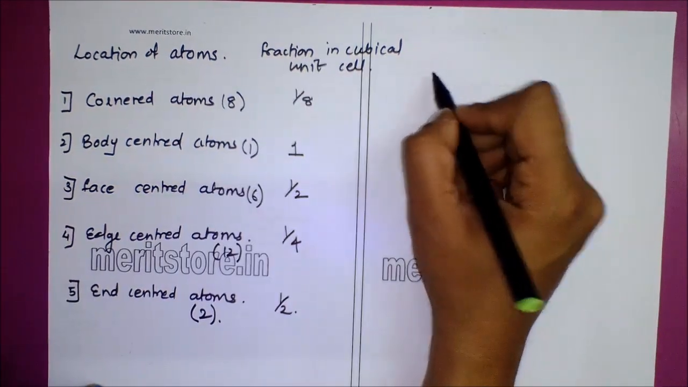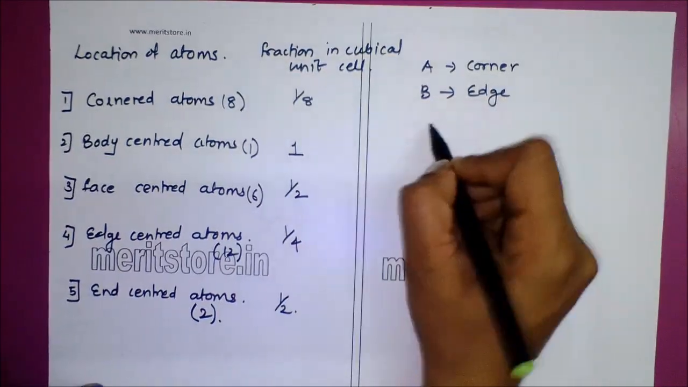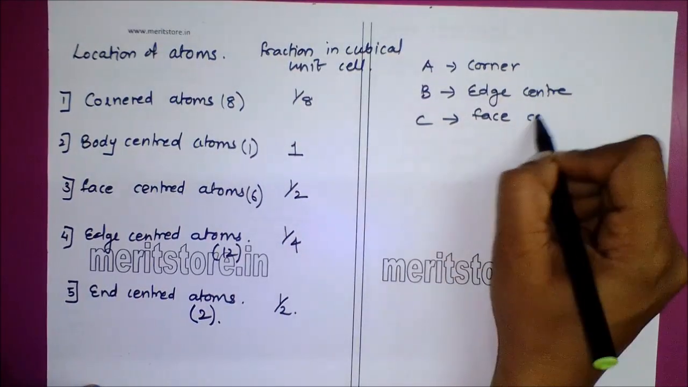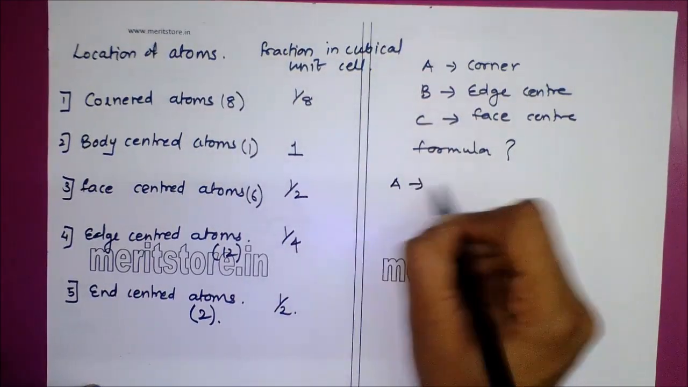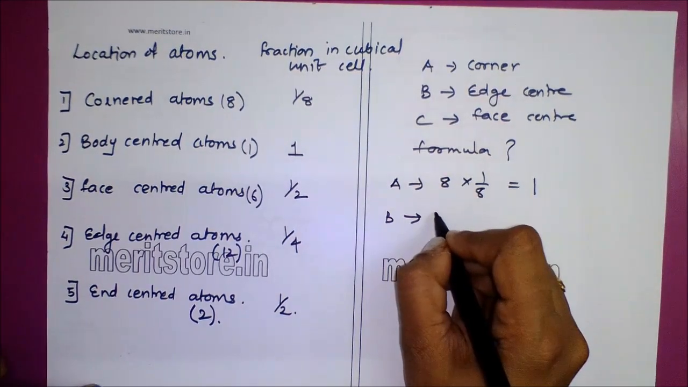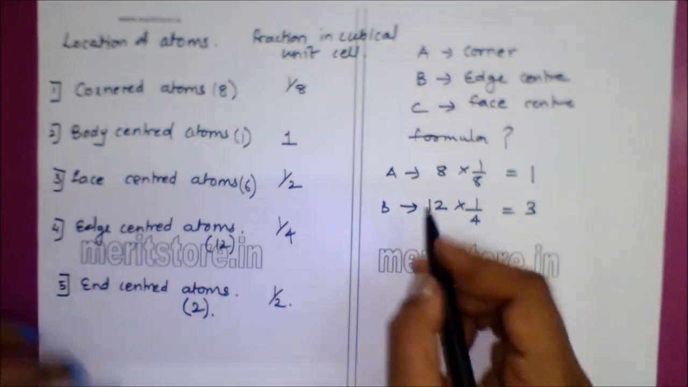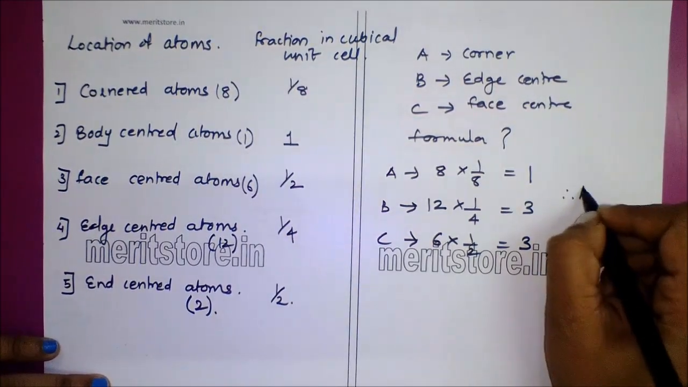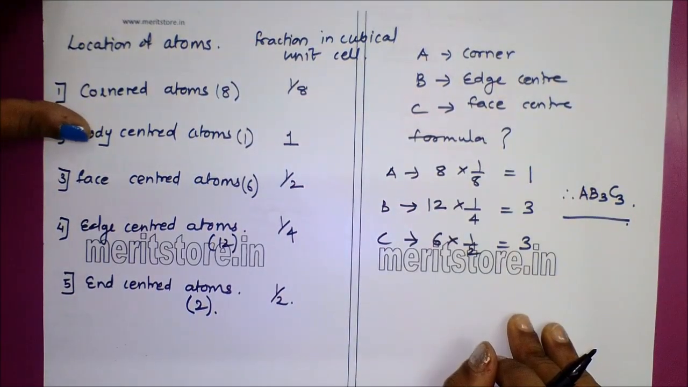So let us say we have a numerical. A is present at the corner, B is present at the edge center, and C is present at the face center. What is the formula of the compound? A is present at the corner, so 8 corner atoms multiplied by 1/8 equals 1. B is present at the edge center, we have a total of 12 edge centers multiplied by 1/4, that equals 3. And C is present at the face center, so 6 into half equals 3. Therefore the formula of the compound is A B3 C3. Such kinds of numericals we can solve on this basis.